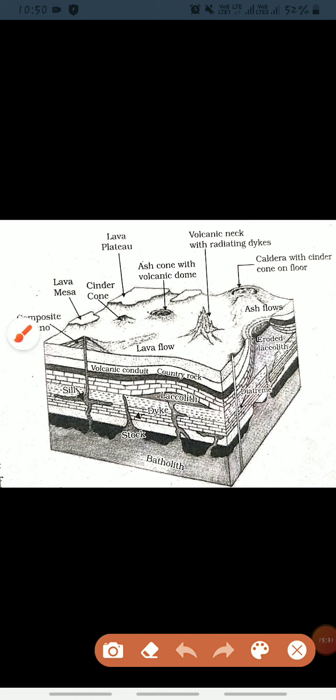Now you can see in this picture lapolith. Sorry, there is no picture of lapolith, but you can imagine it is like a saucer shape or the sky body. You can see in this picture again, a saucer shaped body, concave to the sky body, you can say that. So it is the example of lapolith.